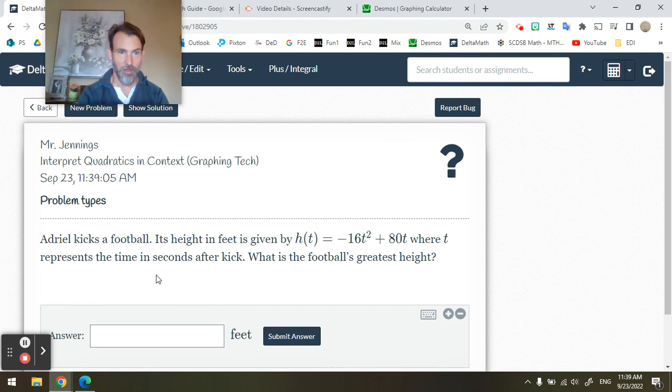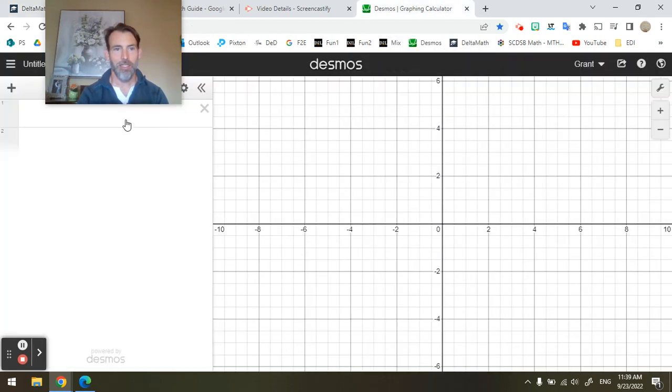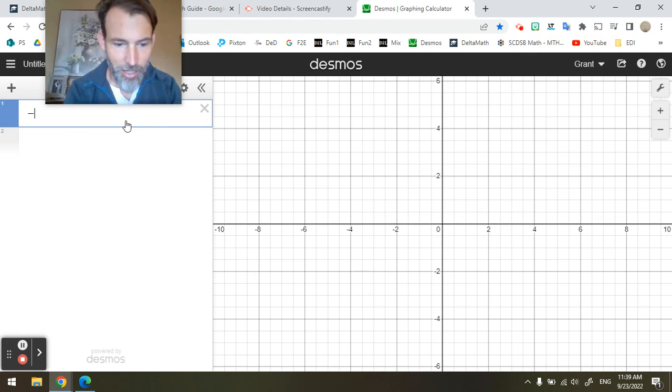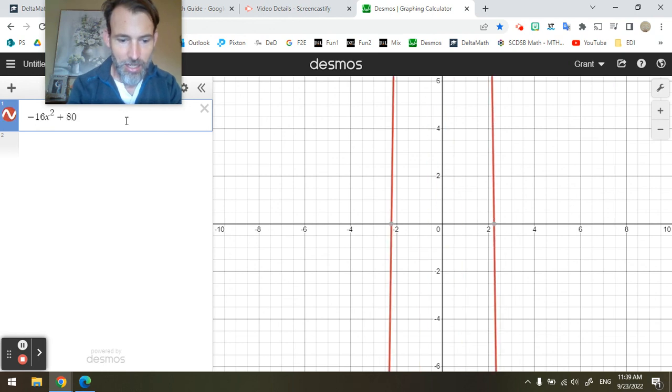Adriel kicks a football. Good for you, Adriel. Its height in feet is given by h of t is equal to negative 16t squared plus 80t, where t represents the time in seconds after kick. What is the football's greatest height? Well, let's go ahead and take that in. So minus 16t squared plus 80t. We're just going to use x. Minus 16x squared plus 80x.